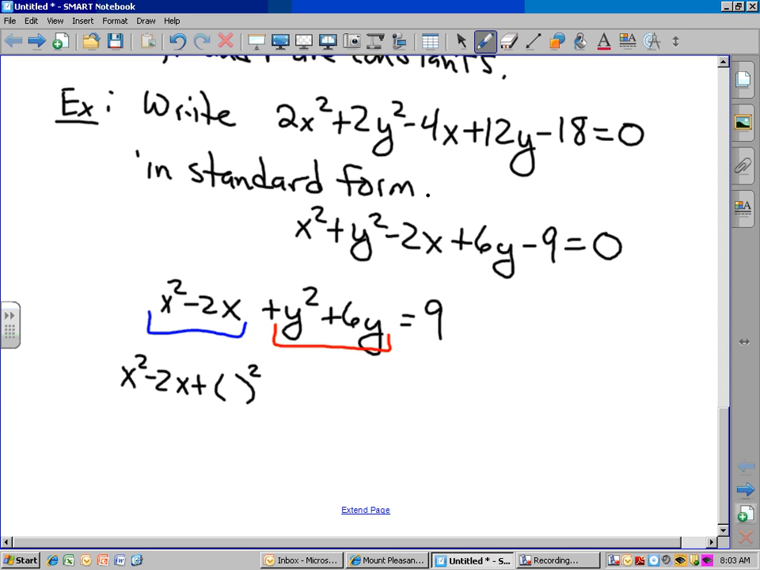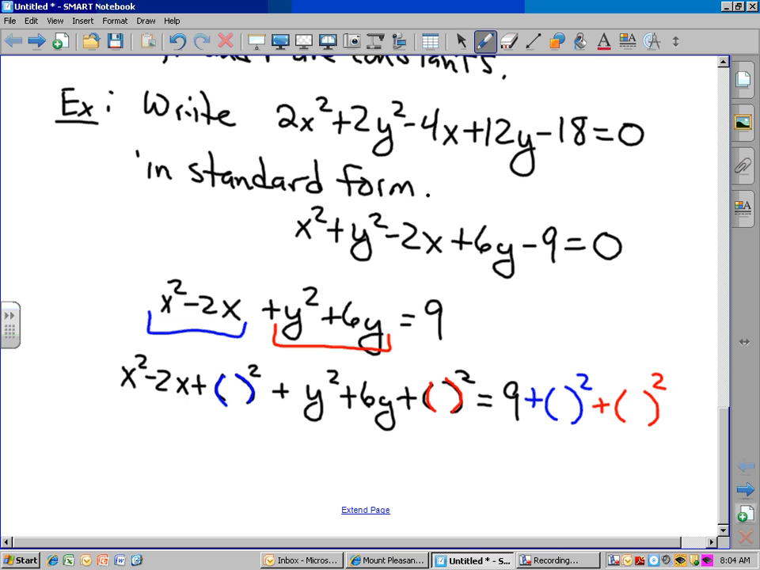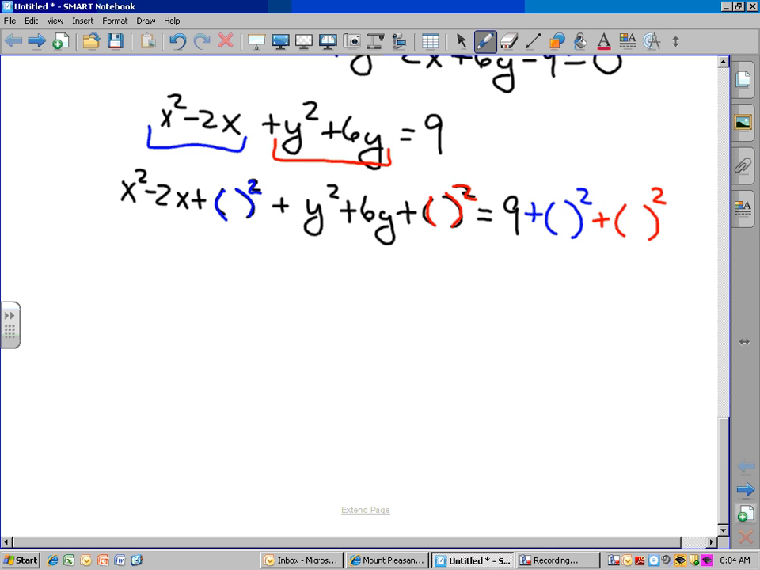We did this earlier in the year. Let's do the same thing for the y's. Y squared plus 6y plus some quantity squared. On the right side, if I do something on the left, I have to do the same thing on the right. So let me put this parenthesis in blue. I'm going to add that quantity squared. Let me put this parenthesis in red. I'm going to add that quantity squared. Okay? So you see where those are coming from. If I do something on the left, I have to do the same thing on the right.